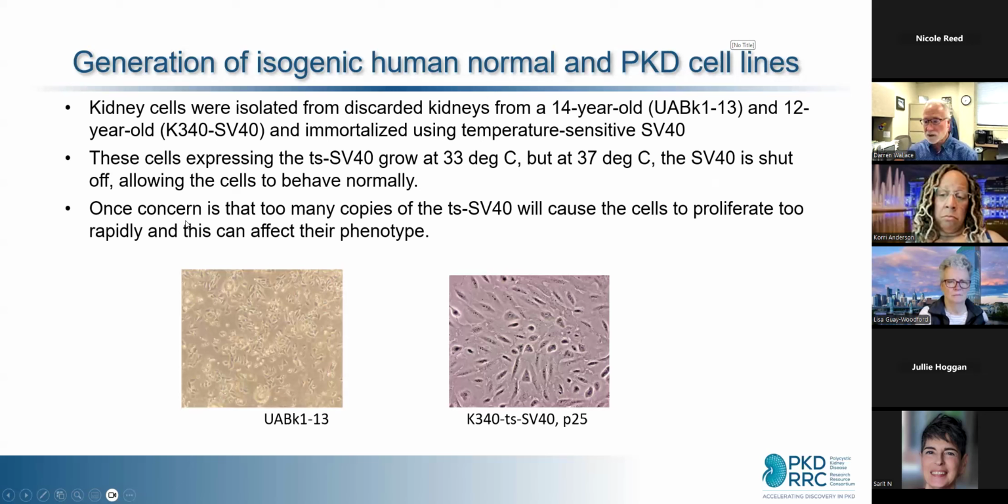One of the concerns about using this method is that if you have too many copies of the temperature sensitive SV40, this could cause cells to proliferate too rapidly, and then they take on a de-differentiated phenotype because you've altered their characteristics somehow.